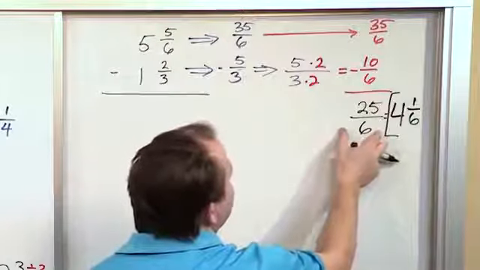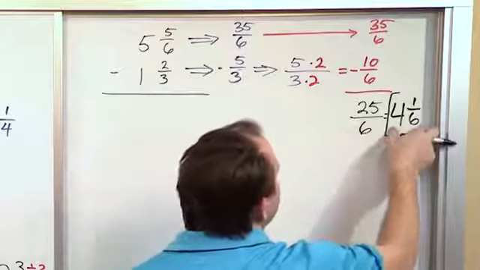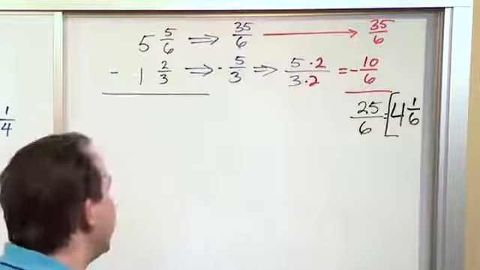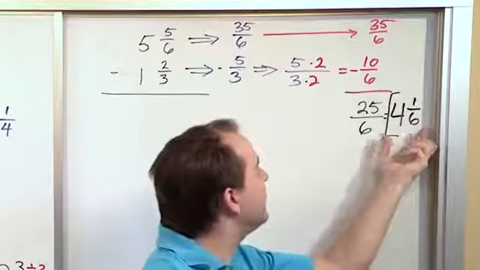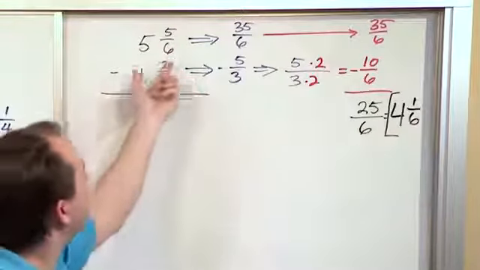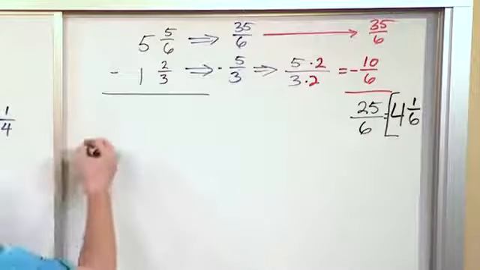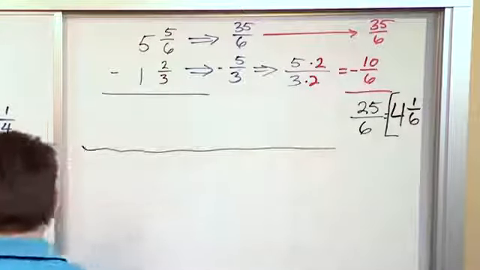This is the final answer in terms of an improper fraction. This is the final answer in terms of a mixed number or a mixed fraction. They both represent the same thing. We choose to go back to a mixed number because our problem is given to us in terms of mixed numbers. All right, let's do one more. This will be the last one.